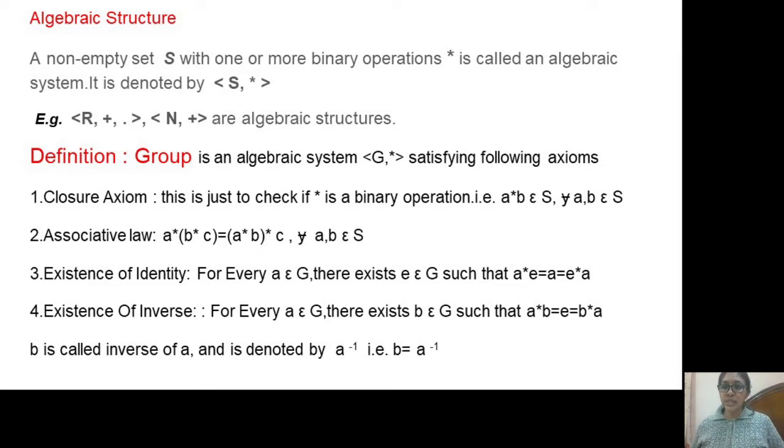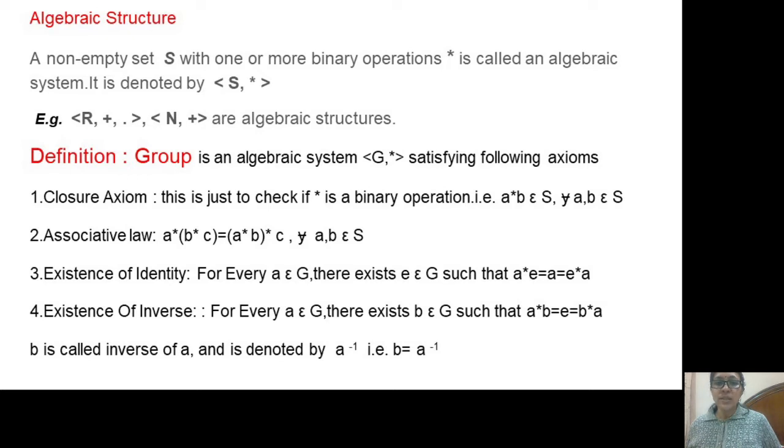Then, very important, the next law is the existence of identity. Now, what do we mean by this? Identity means the element should not change. So for every a belonging to G, there should exist an e belonging to G such that a star e should be equal to a, and e star a should also be a. That is, when any element a is operated with e, the result does not change. It remains the same. a star e is a as well as e star a is a. Such an element e is said to be the identity of the group.